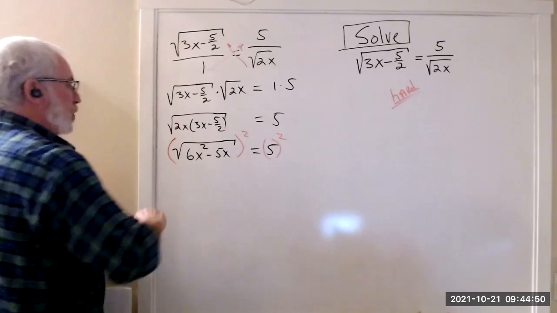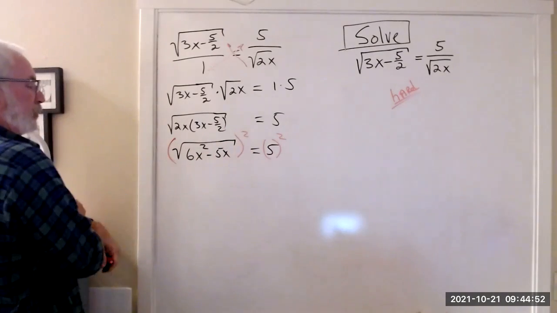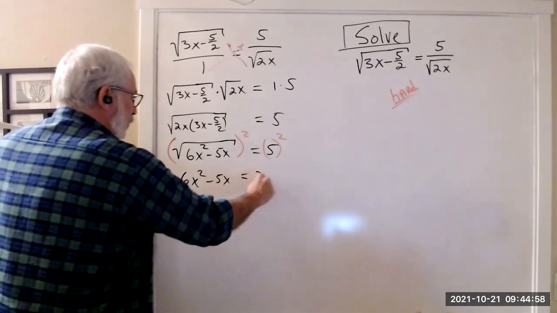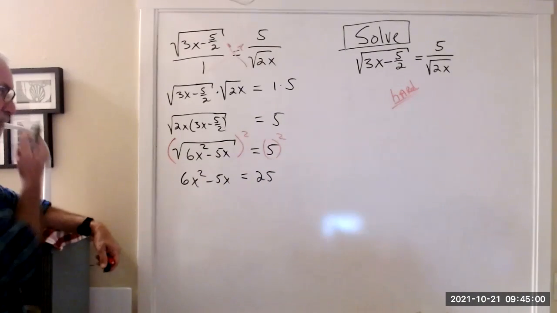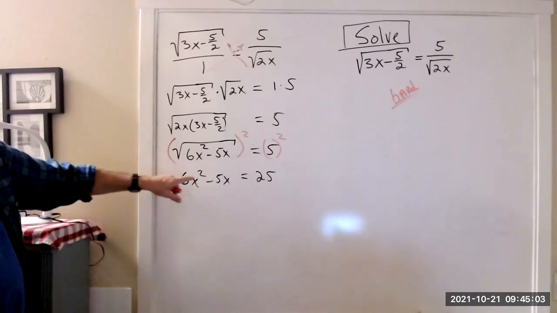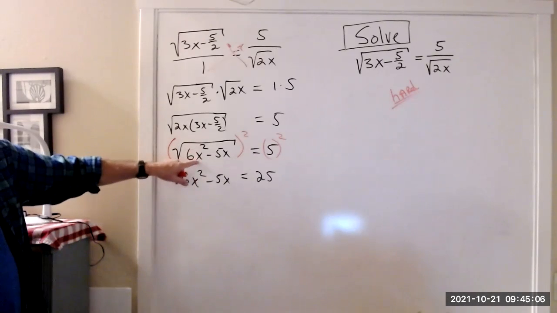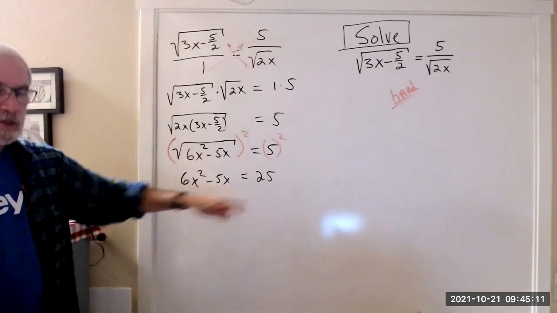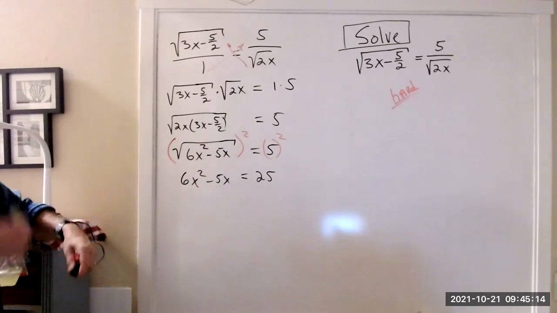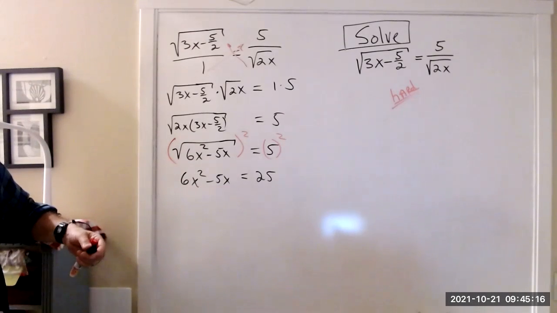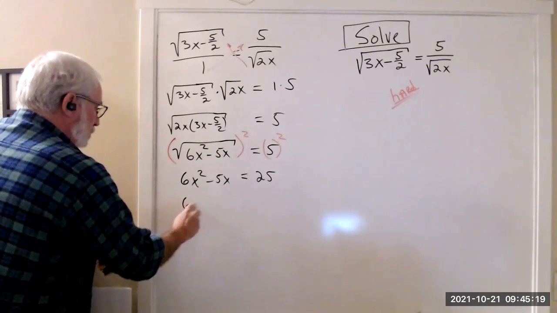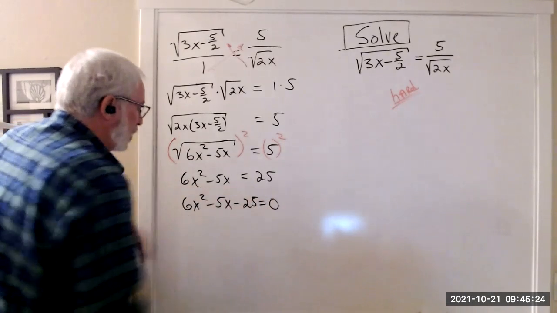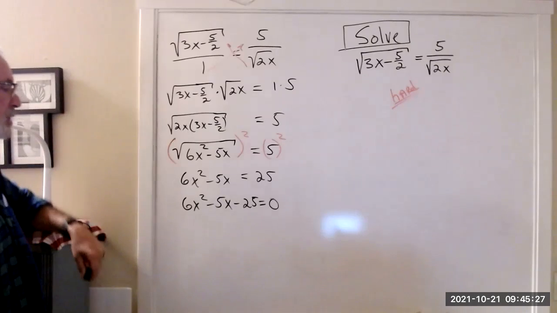Okay, the square power automatically cancels the square root. So we have 6x squared minus 5x equals 25. 5 squared is 25. So now we're left with a power equation. Before it was a radical equation. We got rid of the radical, but now we have a power equation. So a power equation means I must make it equal 0, and then I attempt to factor it. So 6x squared minus 5x minus 25 equals 0, because I take 25 away from both sides.